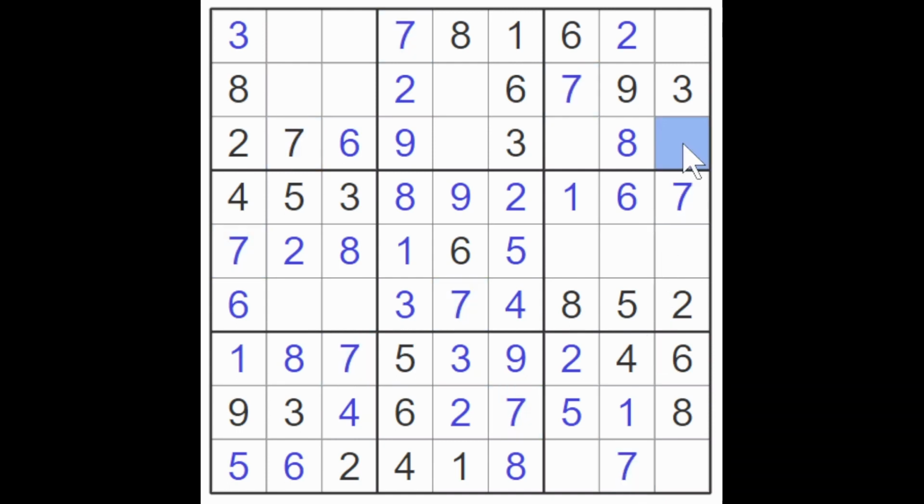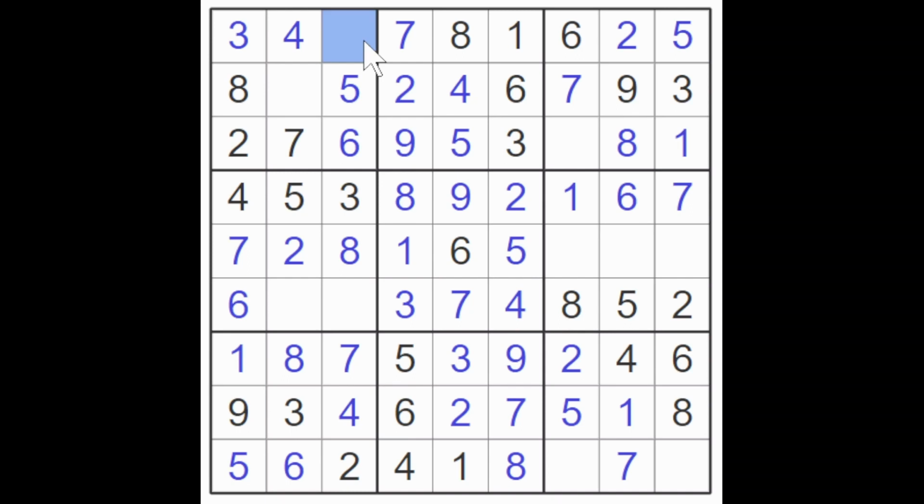And this must be a 1 now because of the 1 here and the 1 up here. So the 1 goes here. Yes, there's a 5 here and here. That makes this a 5. And therefore this is a 5, making this a 5 and this a 4. And that makes this a 4, doesn't it?